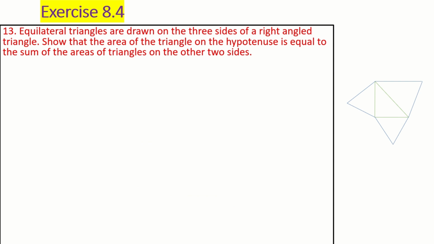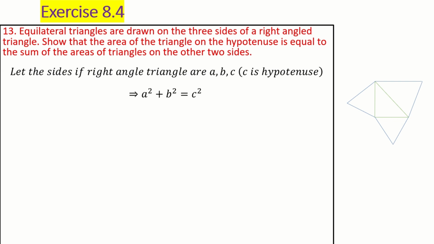Equilateral triangles are drawn on the three sides of a right angle triangle. Show that area of triangle on the hypotenuse is equal to sum of areas of triangles on the other two. This is exactly the Pythagoras theorem, the Baudhayana theorem, but instead of squares drawn on the sides, equilateral triangles are drawn. But the area is same always, right? Area is just half of height into base, so you will actually end up in the same thing.